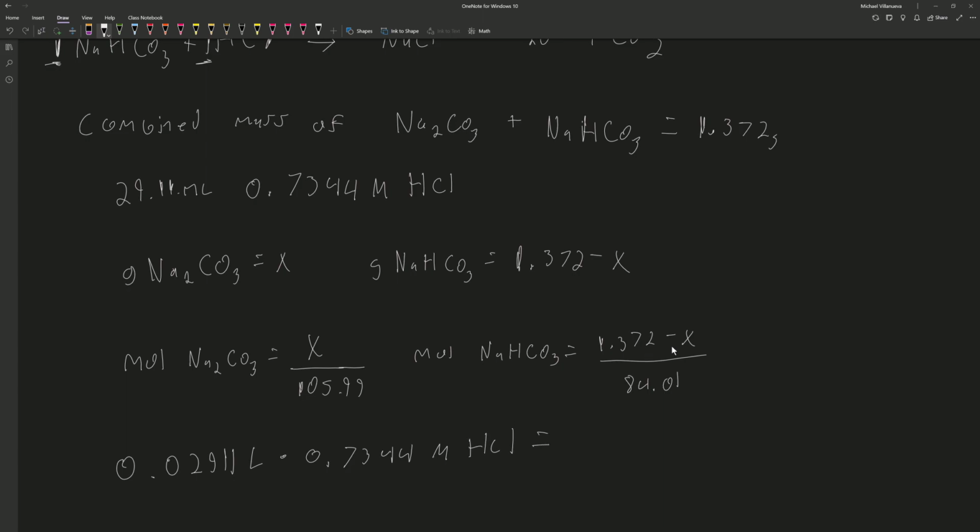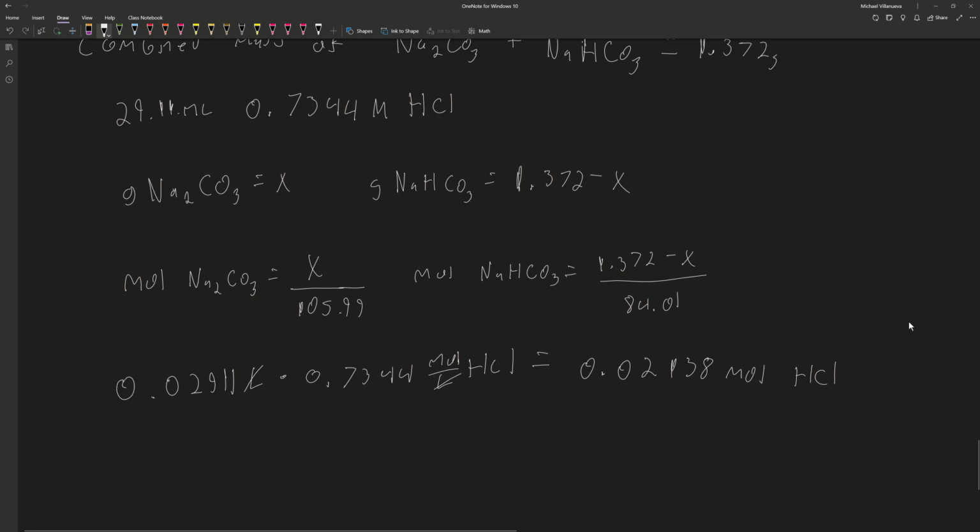And what's this going to give us? Remember, molar is nothing more than moles per liter, so we can cancel out our liters. Liters gives us moles. So that would mean that we have 0.02138 moles of HCl. That would mean these many moles of HCl reacted with this 1.372 grams of the combined sodium carbonate plus sodium bicarbonate. So what the idea now is, we could do one step further.